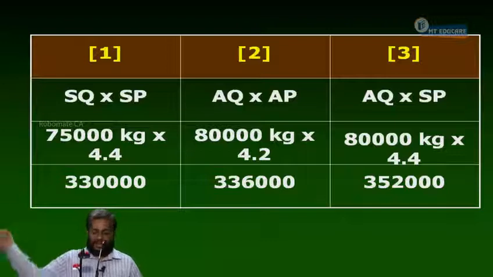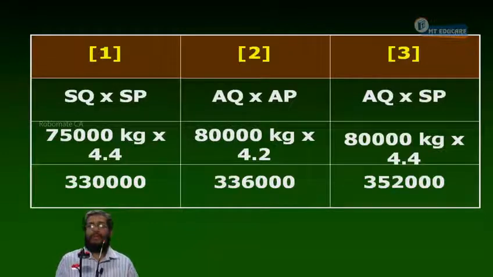Step 2, variance calculation. Center right, material cost variance. 1 minus 2. Material cost variance is 1 minus 2. What is 1 minus 2? 6,000 adverse.